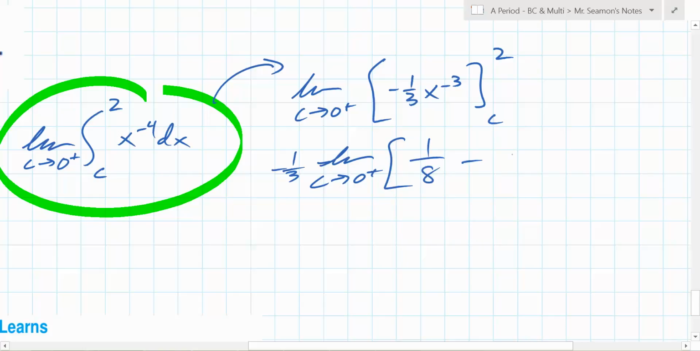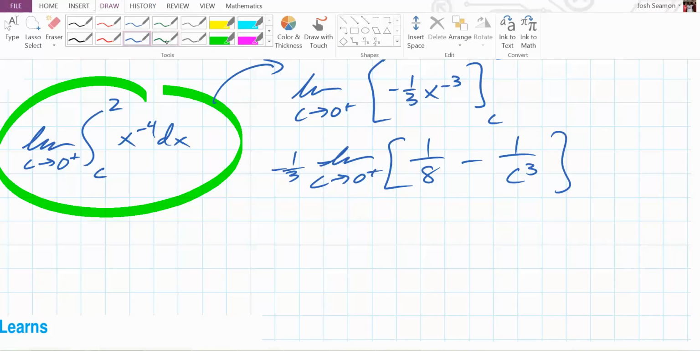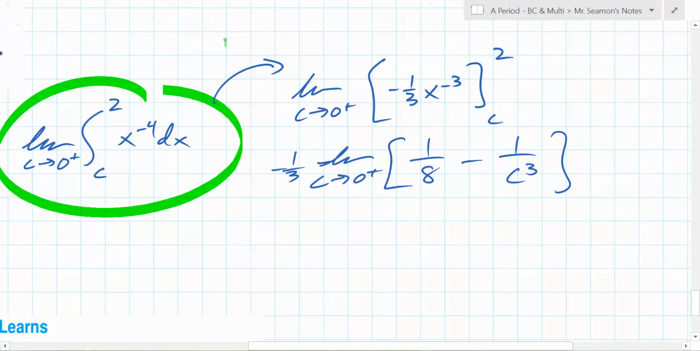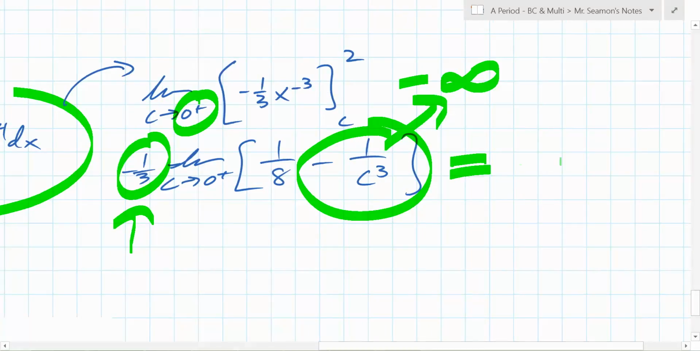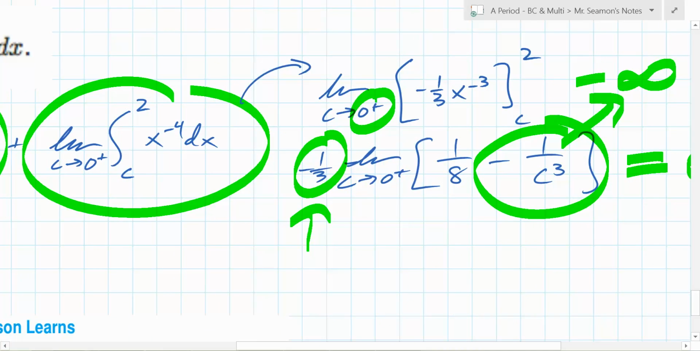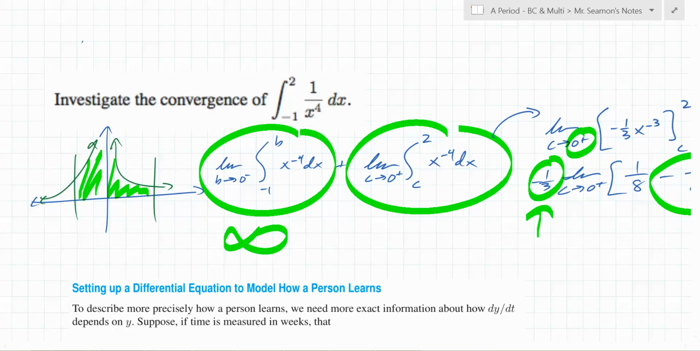Minus what? 1/... Can you plug in 0? No, you can't. What does this go to? Well, if you plug in something going to 0 from the right, what's this going to go to? Negative infinity. So it's negative 1/3 times negative infinity. So what does this whole thing go to? Positive infinity. Now, this one goes to infinity, that one goes to infinity. So if you add them together, does it really diverge?